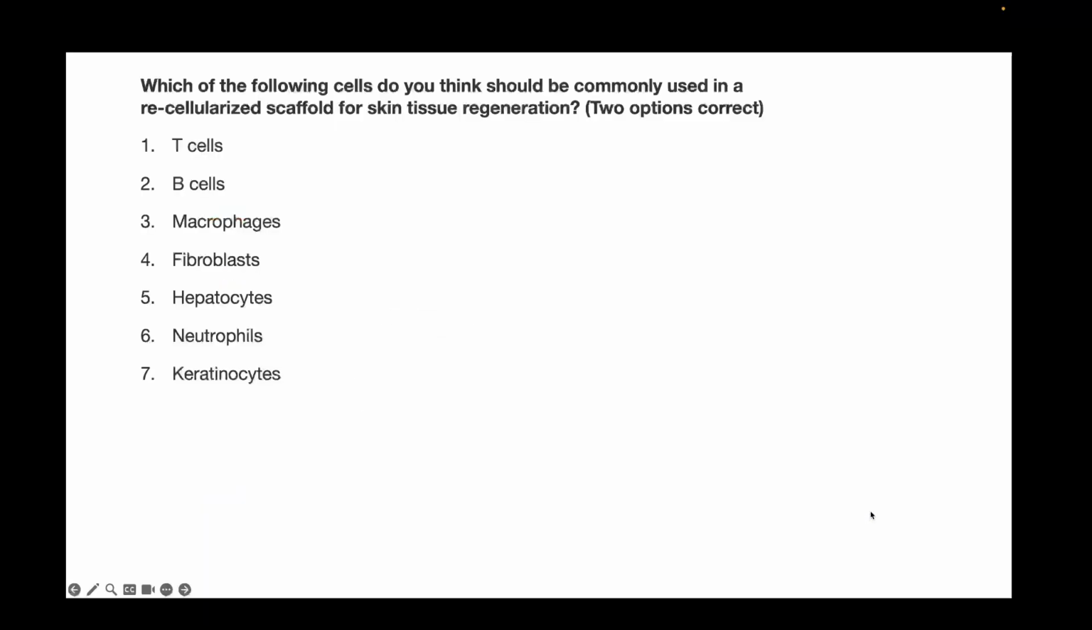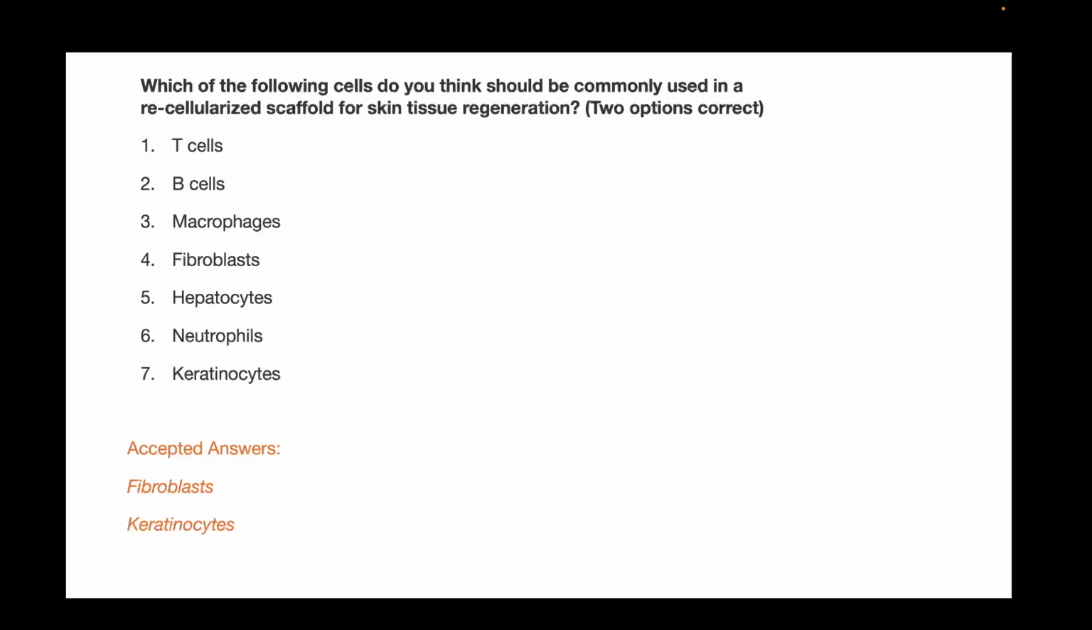So here the question is asking which of the following cells should be commonly used in a recellularized scaffold for skin tissue regeneration. When you are using a scaffold for skin tissue regeneration, you need to see what cells are there in your skin tissue that you are trying to regenerate. They are mostly keratinocytes, fibroblasts, melanocytes, these kind of cells, right? So the first, fourth options, that is fibroblasts and keratinocytes, the seventh option, these would be the correct answer.